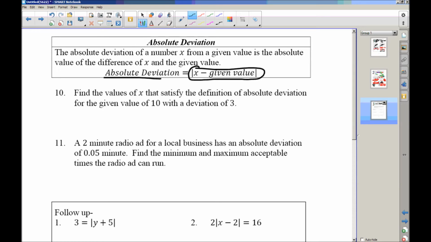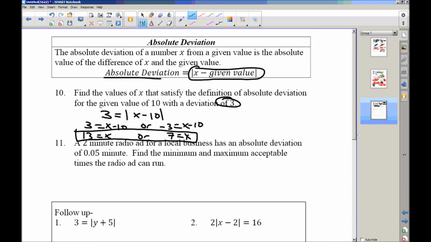So this says find the value of x that satisfies the definition of absolute deviation for the given value of 10. So our given value is 10 here. So what values of x have an absolute deviation from a given value of 10 with a deviation of 3? So we replace the deviation part with 3. So let's solve this. This will split into two parts. 3 could be x minus 10, or negative 3 could be x minus 10. And then we add 10 to both sides to get 13, or we add 10 to both sides over here to get 7. So we get these two answers of 7 and 13.